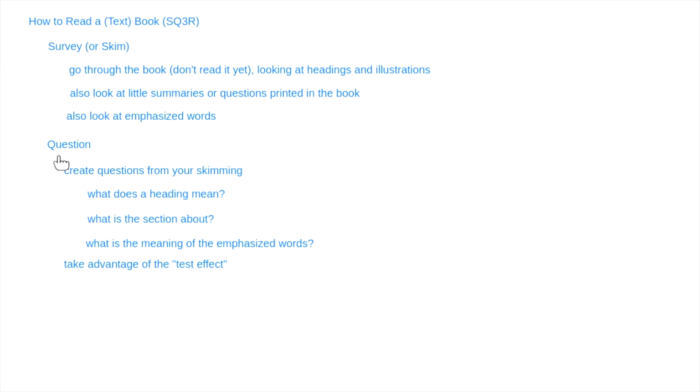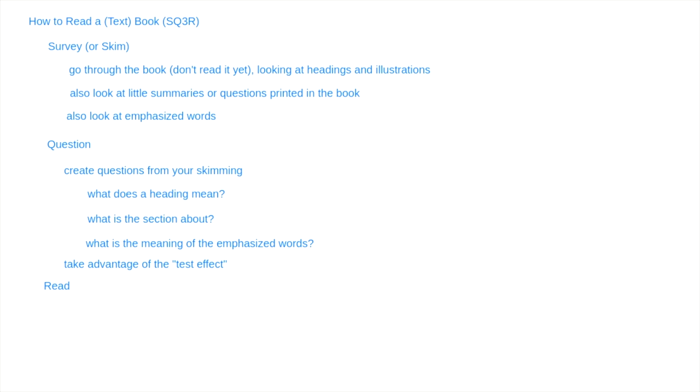We are on to the third method, and of course it starts with an R. The last three start with R's. And so finally you get to read the book. And notice, reading is the third step. It is not the first step. If you read a textbook as the first step, you are doing it wrong. You are wasting your time.